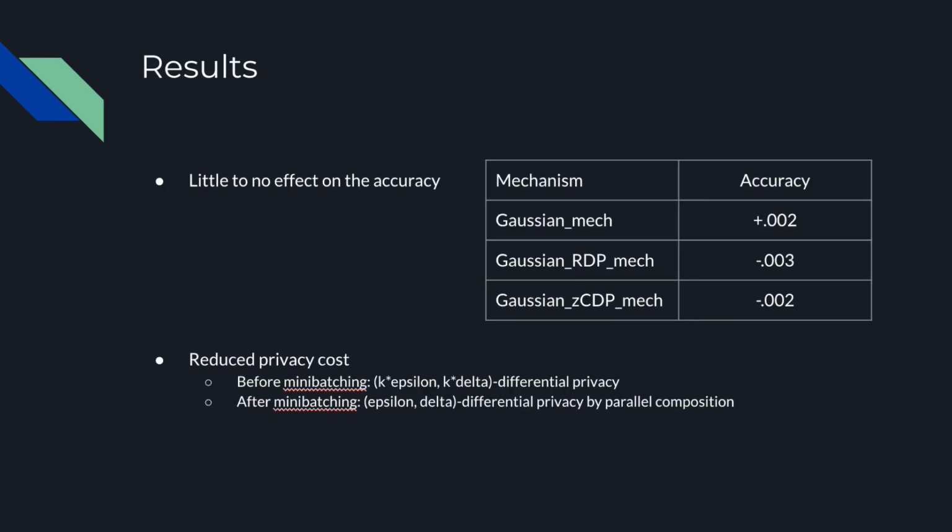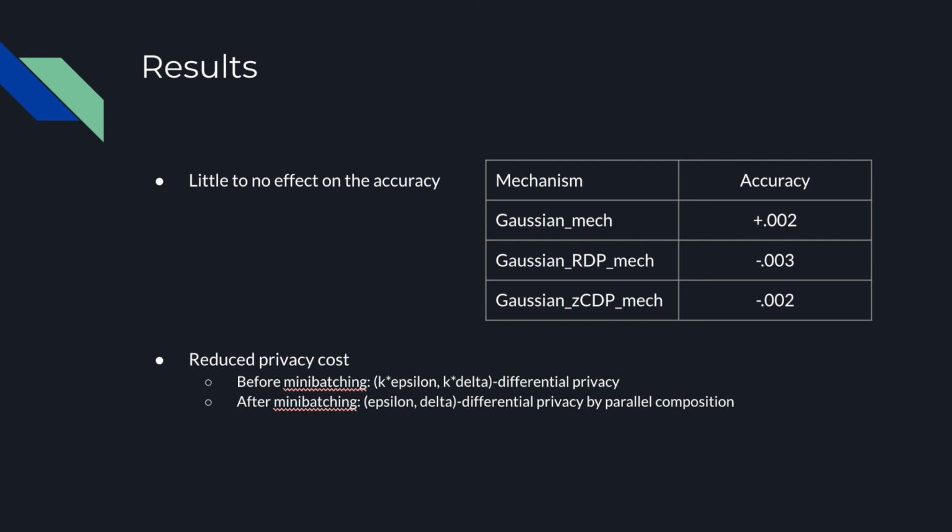Once I had implemented noisy gradient descent with mini-batching, I tested the accuracy of all 3 different kinds of differential privacy. In order to test the accuracy, I ran each algorithm 10 times and then took the mean of their accuracy. For the Gaussian mechanism, the accuracy actually increased by 0.002 when using mini-batching. For Renyi differential privacy, it decreased 0.003, and for zero concentrated differential privacy, it decreased 0.002.